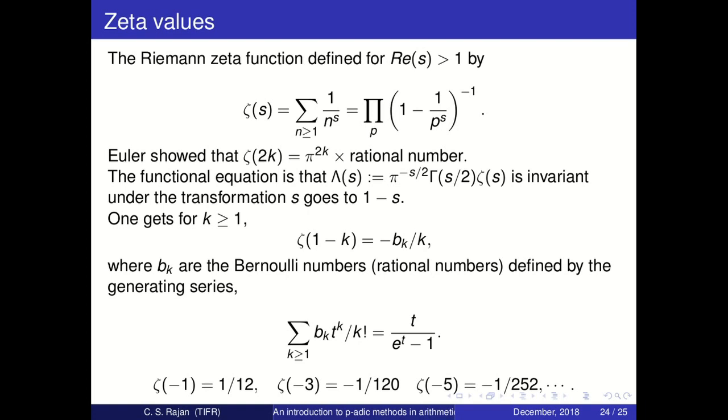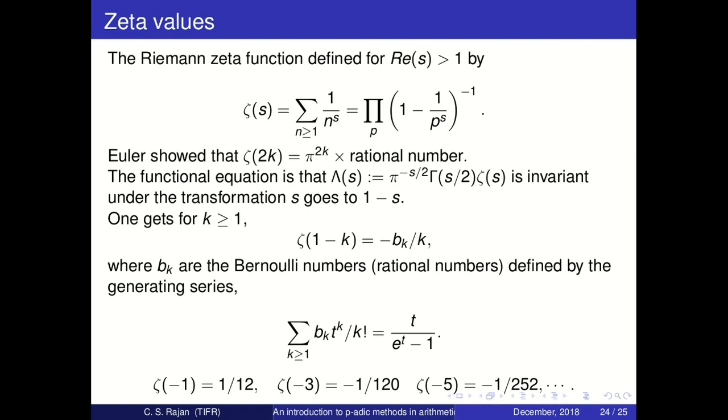Now actually what happens is the Riemann zeta function has a functional equation: pi to the power minus s by 2 times gamma of s by 2 times zeta of s is invariant under the transformation s going to 1 minus s. So what do you do? Instead of looking at zeta of even integers, use the functional equation to go to zeta of 1 minus 2k, that means zeta of negative odd integers. Okay. So you get that, you know, Euler also showed exactly what this rational number is.